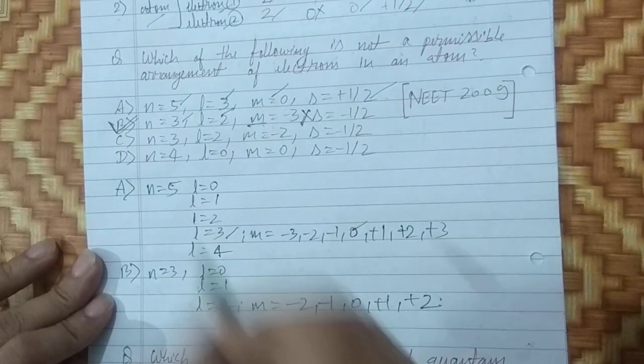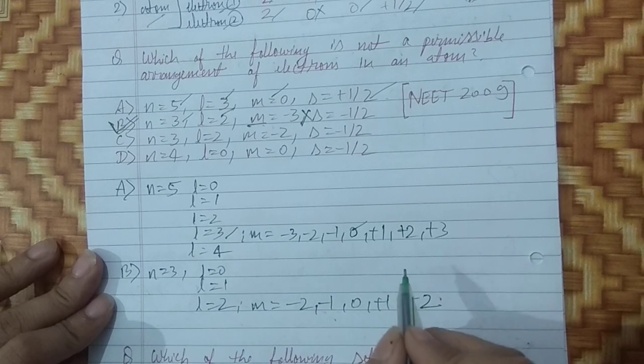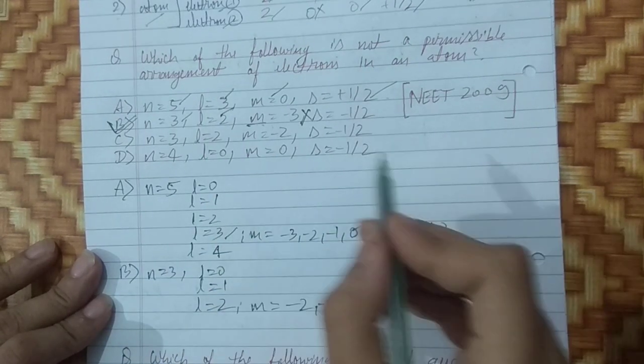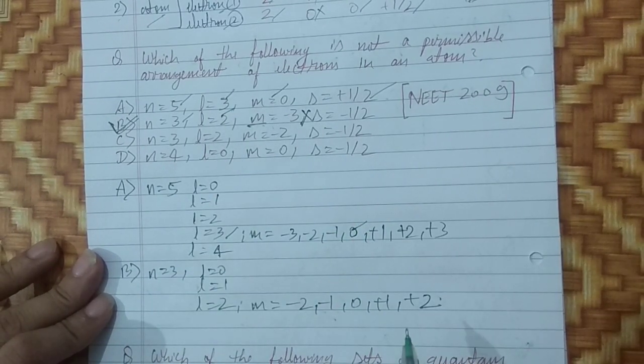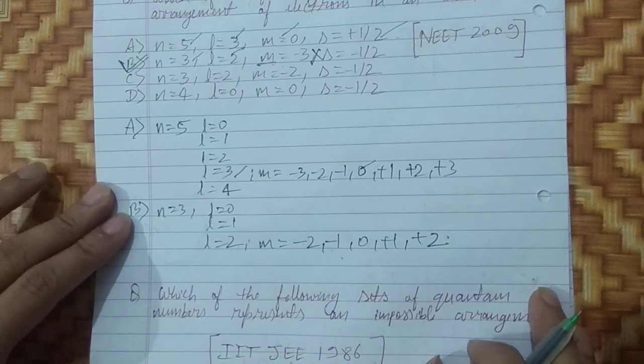Okay, very simple, you just need to write the values of n, L and m. Then you just need to check all these options and you will get the answer. Very easy. We will solve 2 more questions of this type, don't worry, it will be more clear.